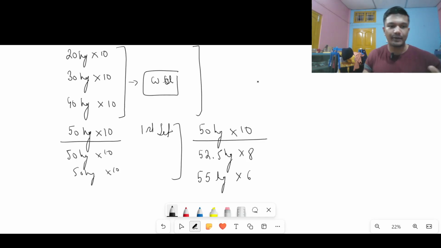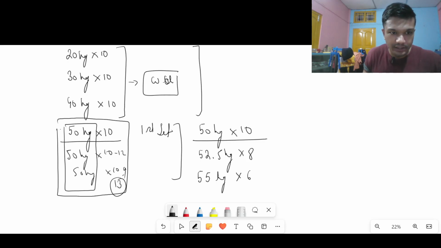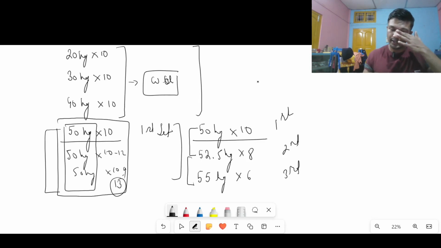Here you have done the same weight for the same reps. Sometimes it may be 12, sometimes 9, sometimes you push really hard and get 13. But as long as you have done the same level of weight on these sets, it is a straight set. This is the first set, the second set, and the third set. Here you have gone up in weight, so it is called ascending sets or pyramid sets. So this is the difference.